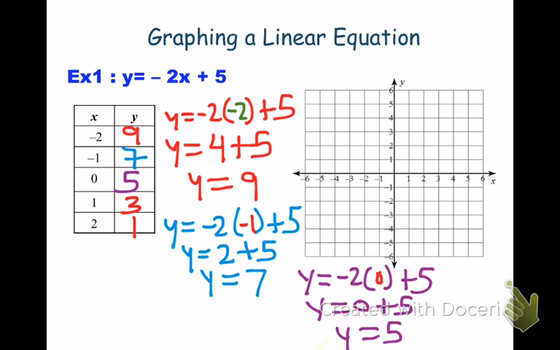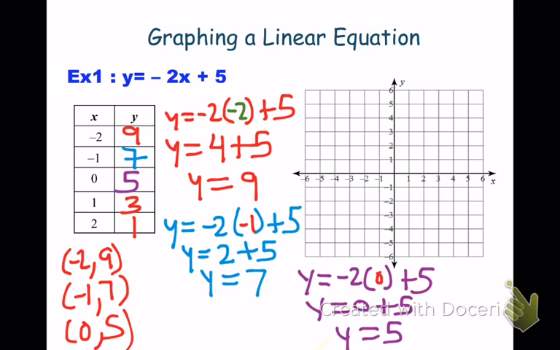What all of these mean is the first one means negative 2, comma 9. You don't have to write this part down. The second one means negative 1, comma 7. The next one means 0, 5, and so on. This is just a way of writing points real quick instead of having to write them out separately like this. So we're just going to go ahead and graph the points that we have, all 5 of them.